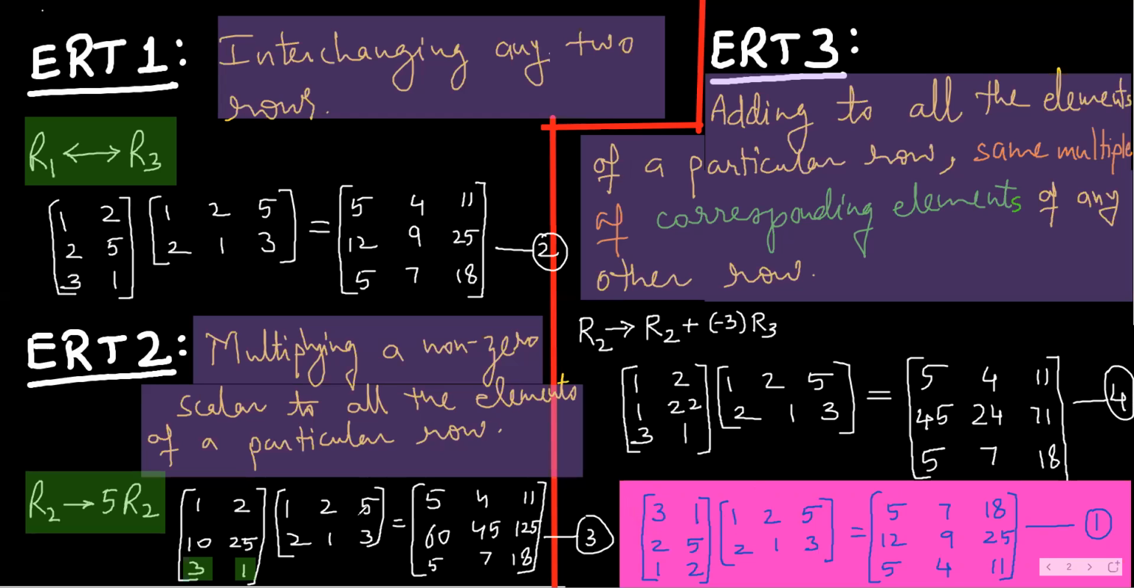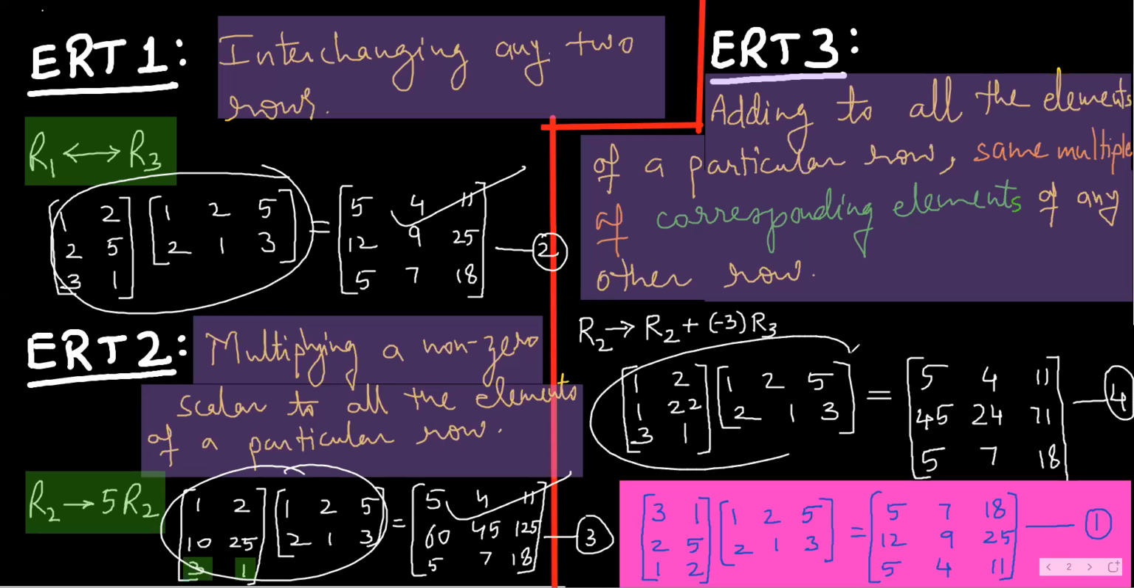Equation number 2 is true. Equation number 3 is true. Equation number 4 is true. So all the equations are true. In case you want to check, you can multiply these 2, you will still get this. You can multiply these 2, you will get this. Okay, this you can do.